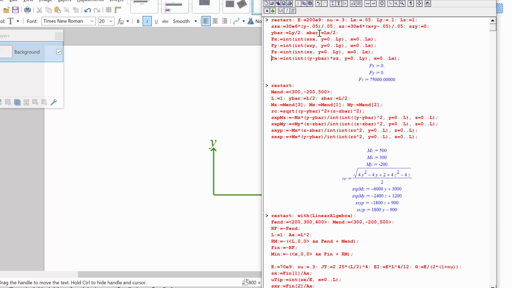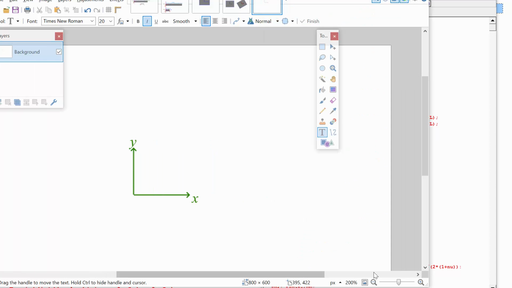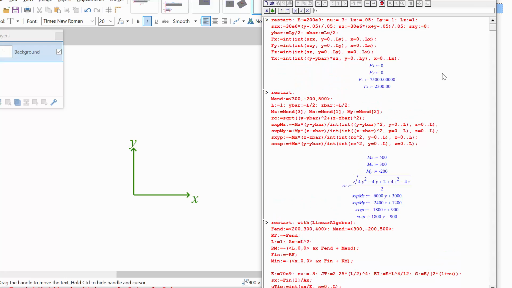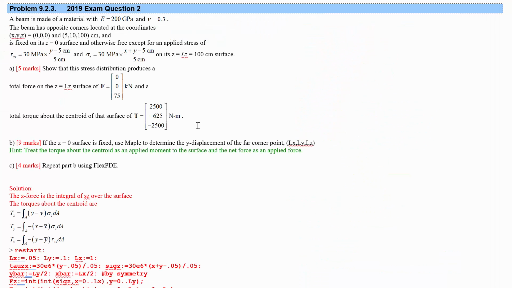So then, torque about x is the integral. We're going to add up all the little bits of y position relative to the centroid times the force out of the page, which is the stress in the z direction, after we integrate. And this should give us what was stated in the question, which was 2,500.